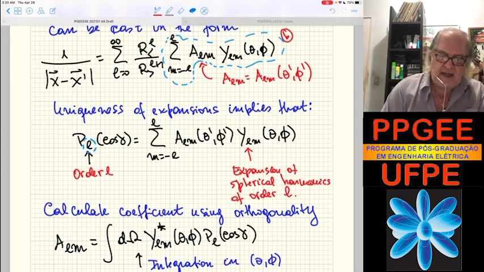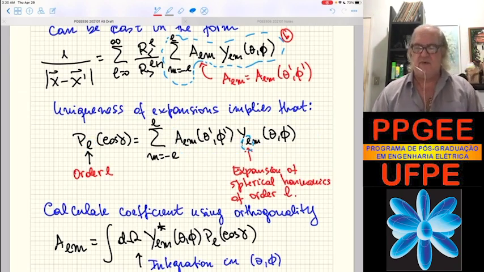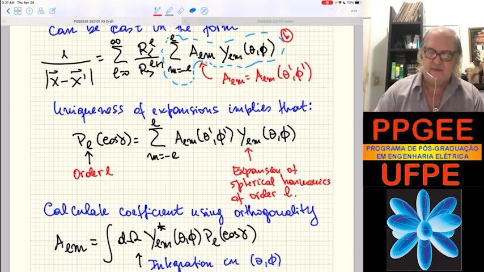Because this is order L, I can only use the same order of spherical harmonics, because those have a cosine raised to the L, cosine raised to L minus 1 times sine raised to 1, cosine to L minus 2. So I can only use up to the power of L. That's why we have this result.